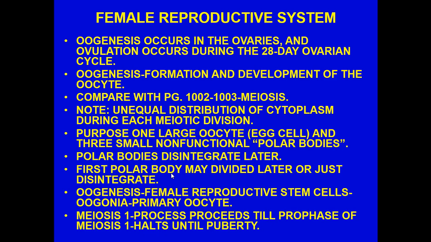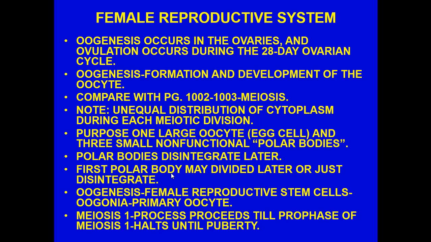Now let me talk about oogenesis. Now, if you have remembered your review of meiosis, great. If you have not, go back to that text on 1002 and 1003. Keep in mind that gametes, sperm and oocyte, are haploid. They have half of the amount of chromosomes for the organism. In this case, I used a very broad term. We're going to say human being.